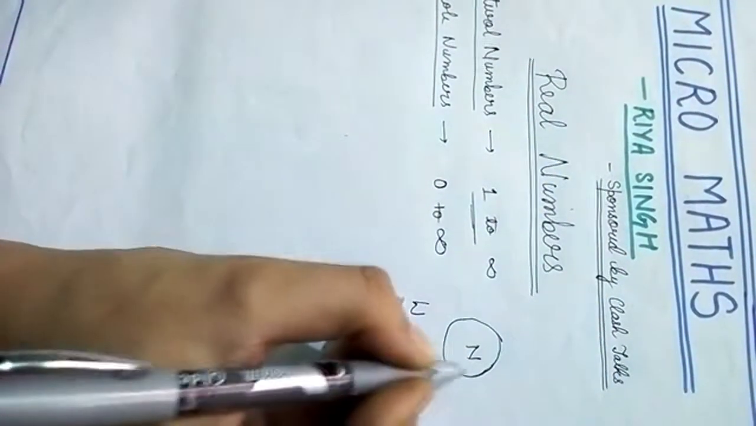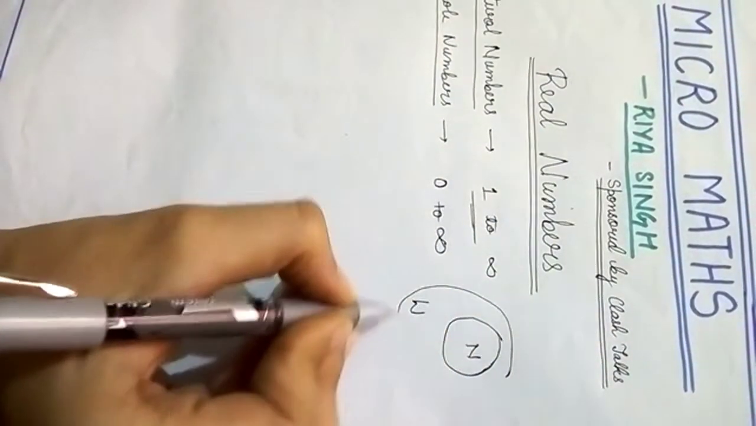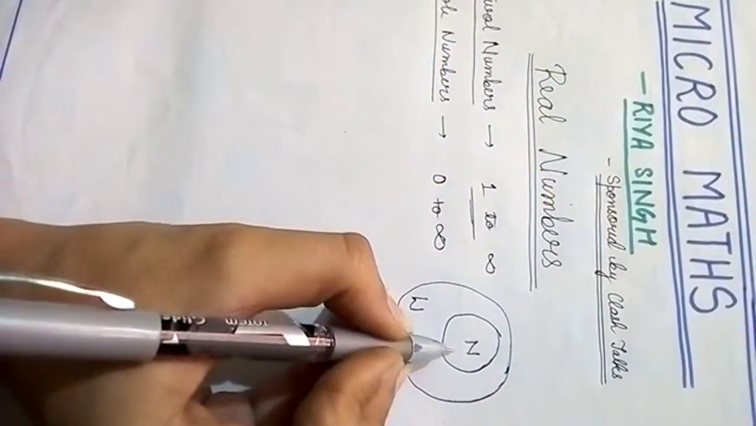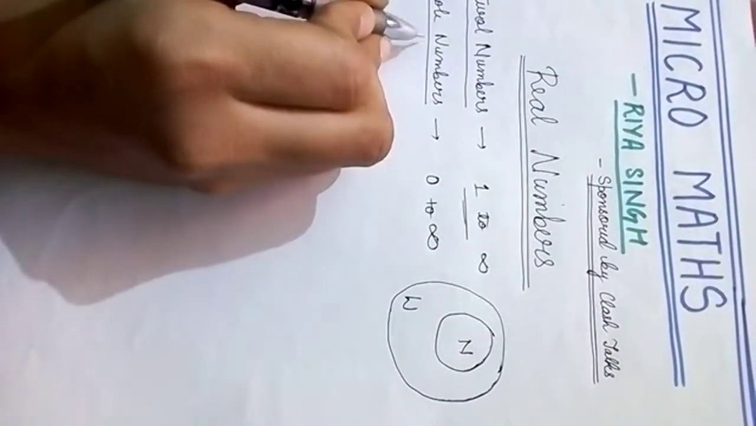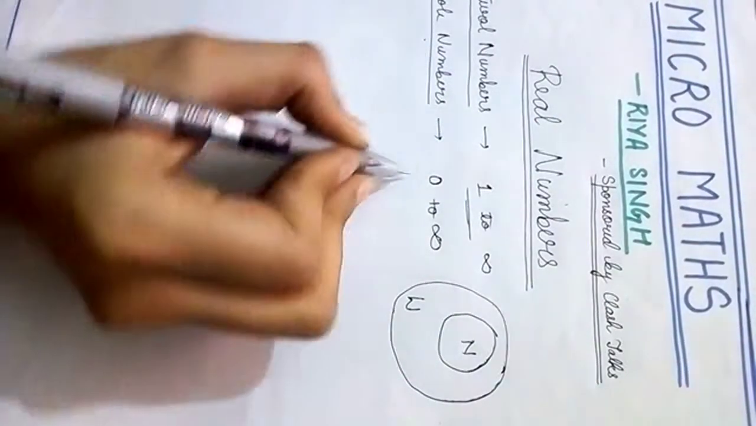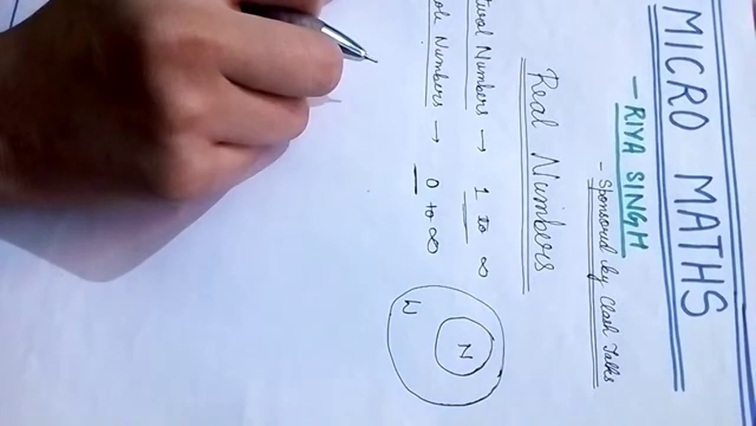Now we can put that natural numbers sack in the whole numbers one because all the natural numbers are whole numbers. But all whole numbers are not natural numbers because 0 is a whole number which is not a natural number. Okay.